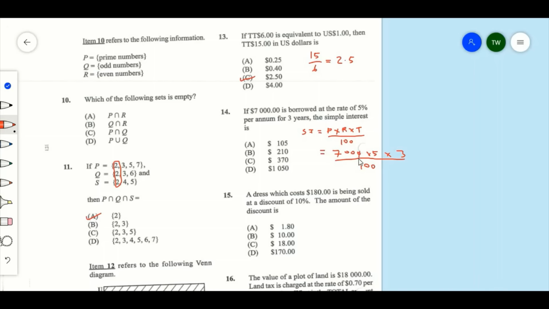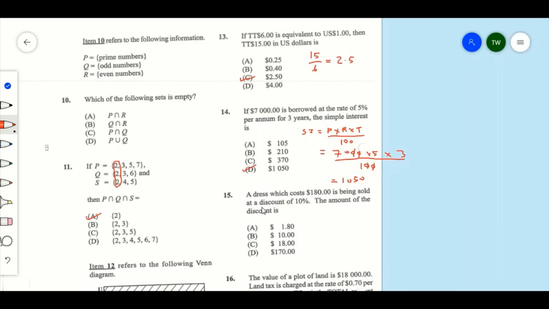Now 0 here will cancel out 0 here. This 0 will cancel out this 0. So what we're left with is 70 times 5 times 3. So 3 times 5, that's going to be 15. And 15 times 70 is going to equal $1,050. So our answer is going to be D in this case.